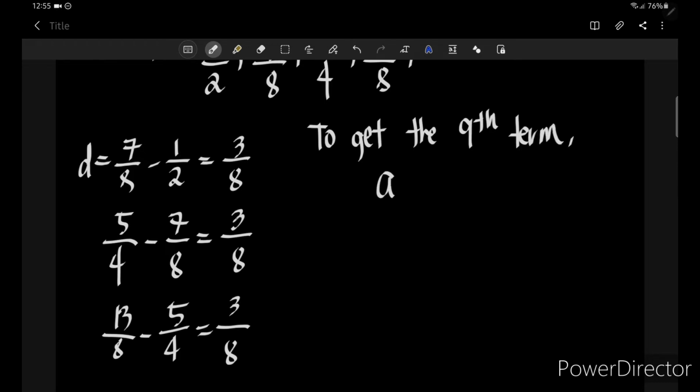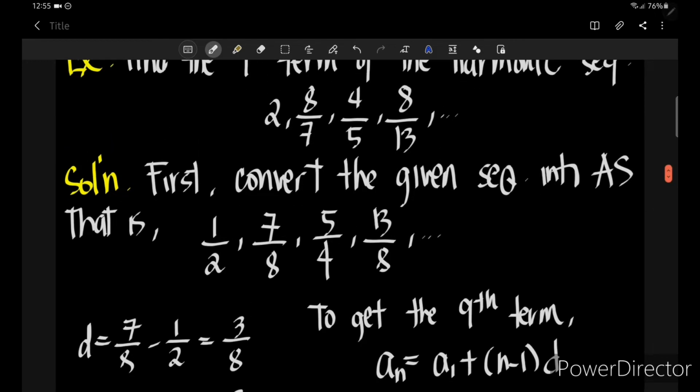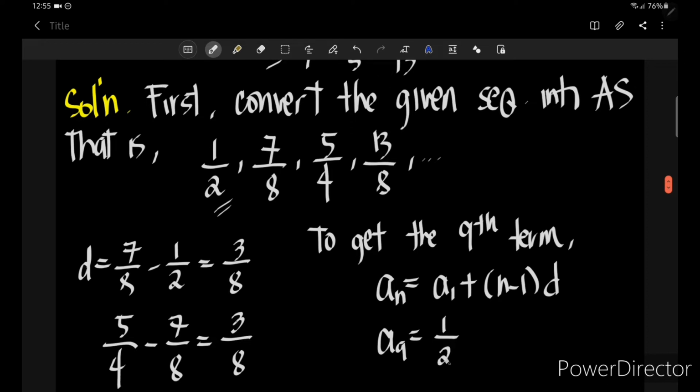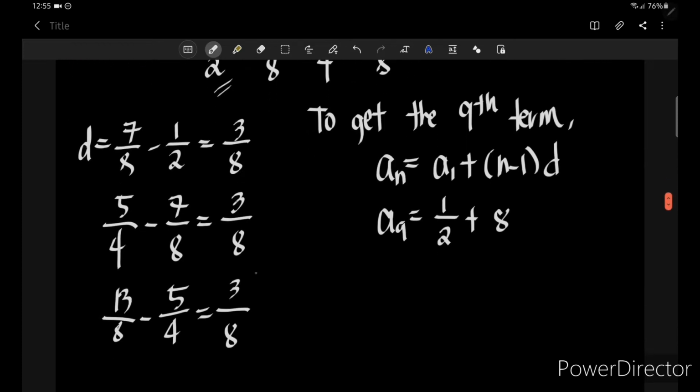okay, so we have a sub n equals a sub 1 plus quantity n minus 1 times d. Okay. A sub 9, no? A sub 9 equal a sub 1 given tayo, that is 1/2. That's 1/2. Hindi ito guys hindi ito kasi ito ay harmonic. Ito yung kukunin natin dahil ito yung naka-arithmetic sequence. So, that is 1/2 plus, since 9 ang ating kinukuha, n is equal to 9. So, 9 minus 1 is 8. Then, d, and d is 3/8.